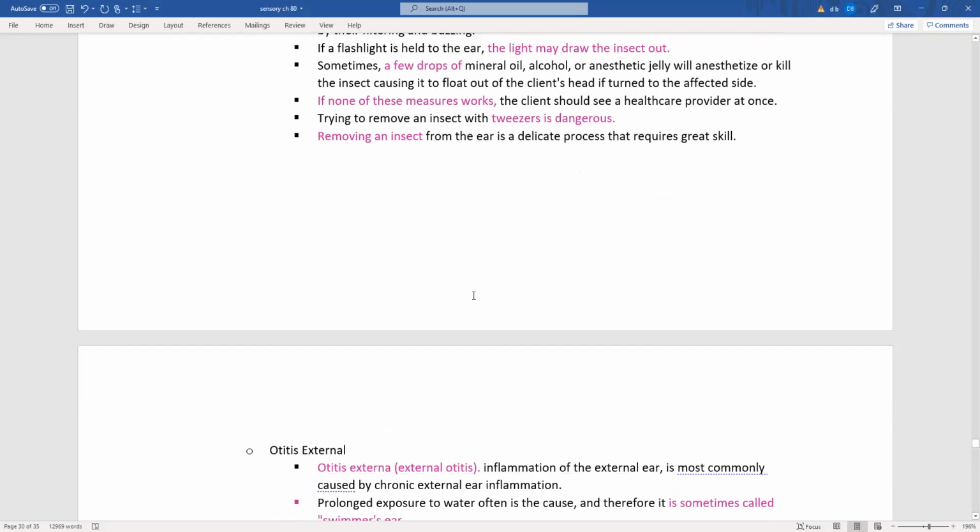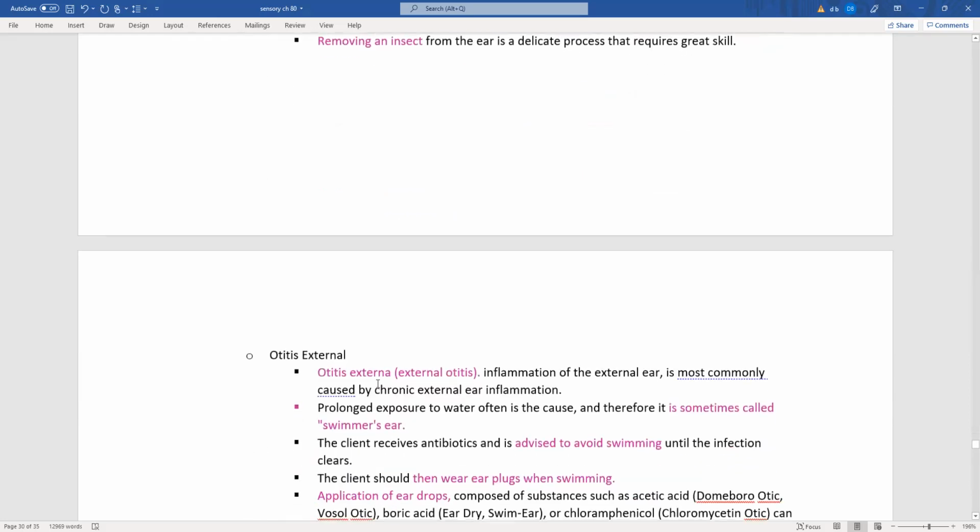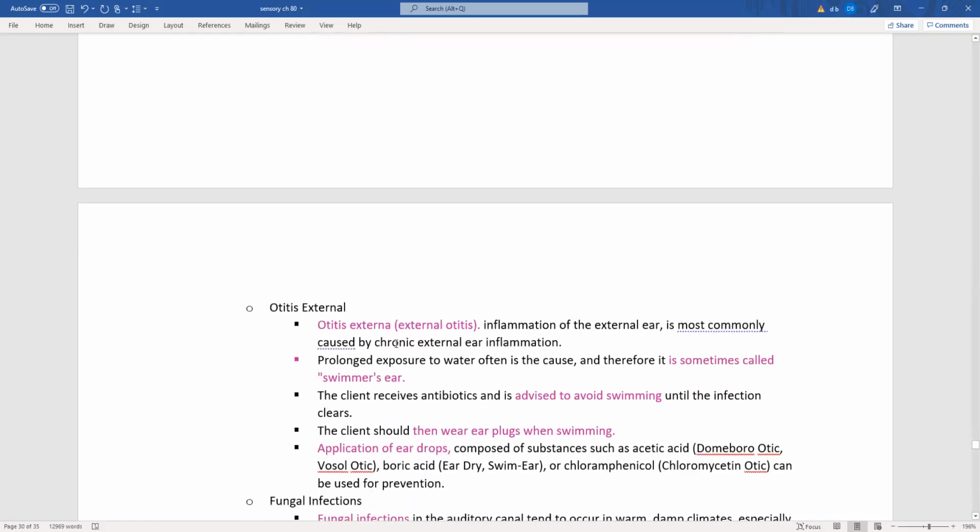Let's talk about, I think this is swimmer's ear. Yeah, this is the swimmer's ear. Otitis externa. Ms. Johnson told me I didn't know what I was talking about when I said swimmer's ear. I know what I'm talking about, Ms. Johnson. So otitis externa, external otitis, inflammation of the external ear, is most commonly caused by chronic external ear inflammation.